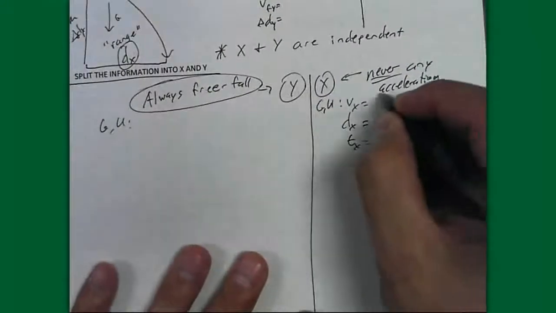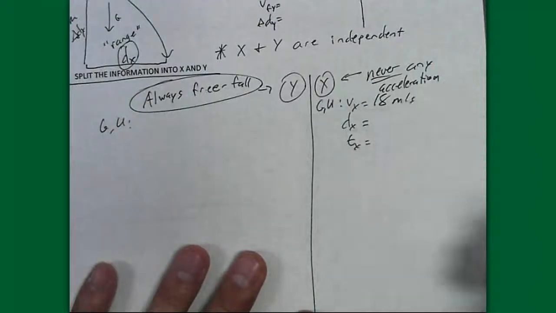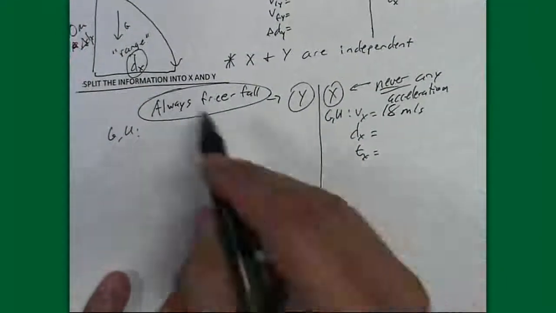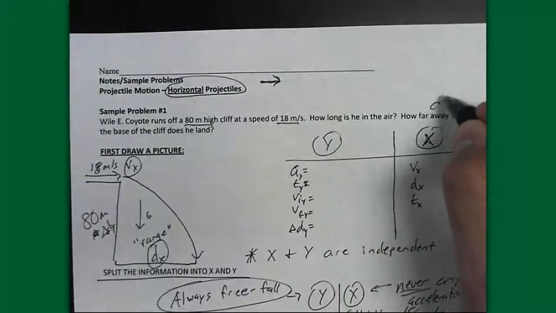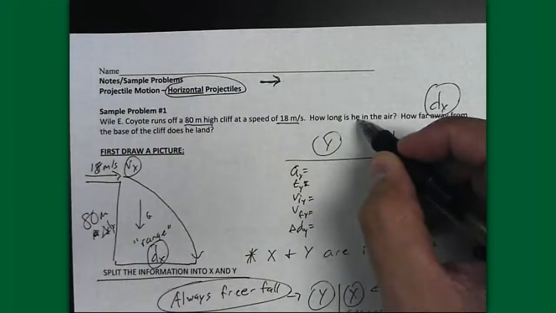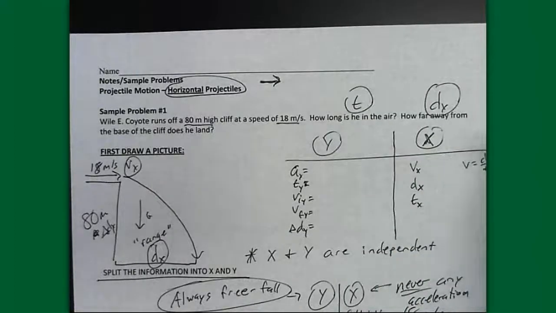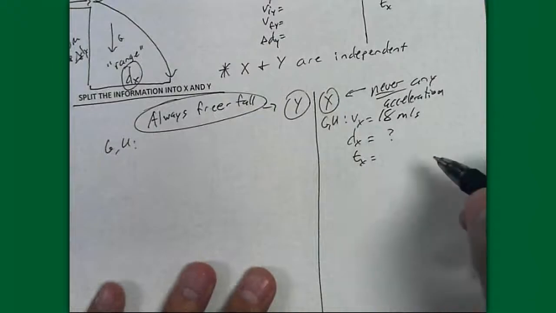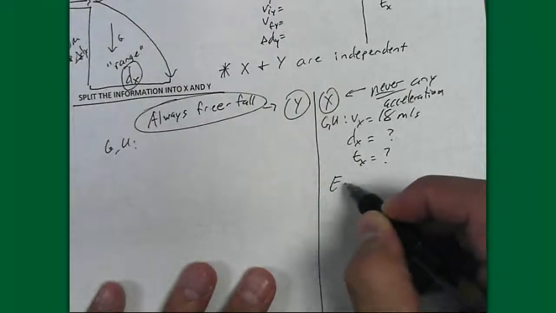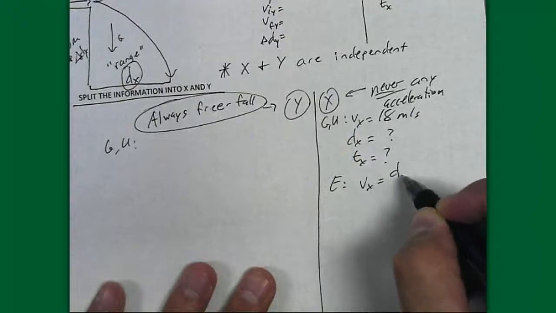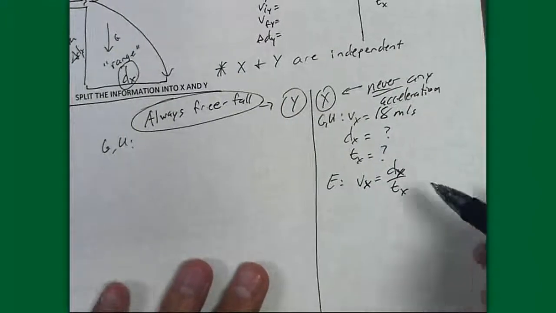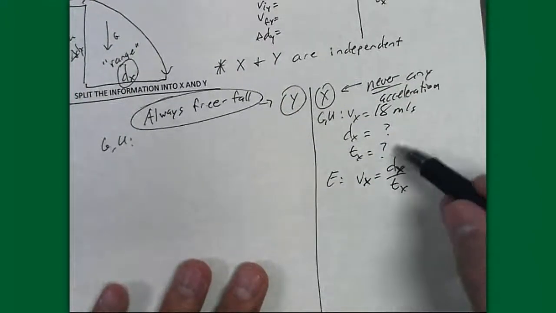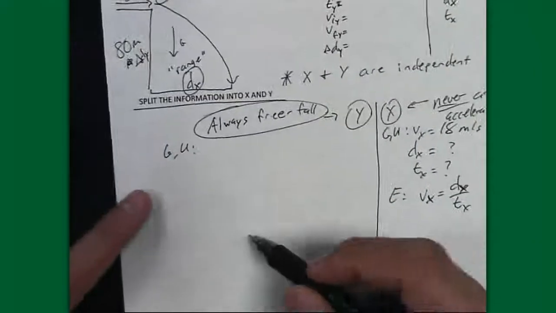Okay, so Vx is 18 meters per second. Do I know dx? No, I don't. That's what they're asking me to solve for, actually. How far away from the base of the cliff? Looking for dx. How long is he in the air? Well, that's time. I don't know dx, and I don't know time. I know my equation over here is going to be v equals d over t, and I am going to put subscript x's down here, so I know that these are all x variables. And you might notice that I cannot solve this equation right now because I have two unknowns. So I have to go to the y side.